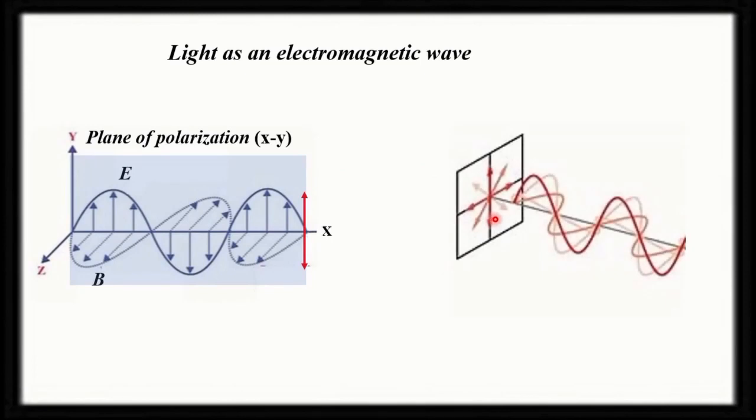Now we consider several electromagnetic waves traveling in the same direction. Each wave has its own plane of polarization, and the direction of polarization is shown here by an arrow. In this case, the resulting light is called unpolarized light.